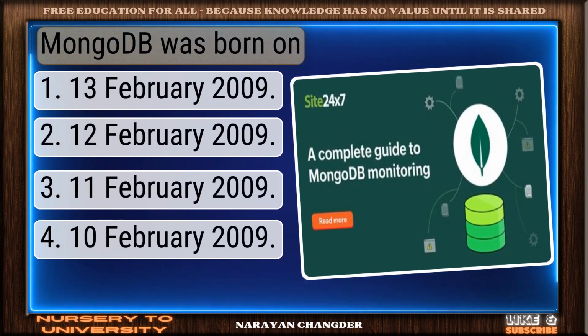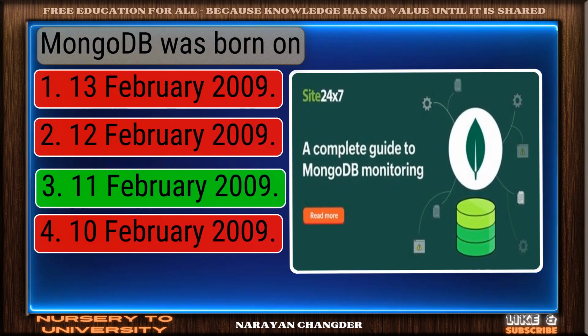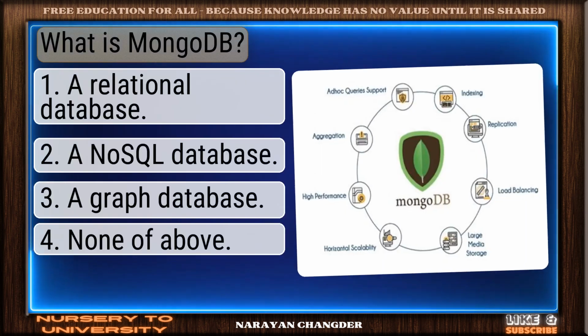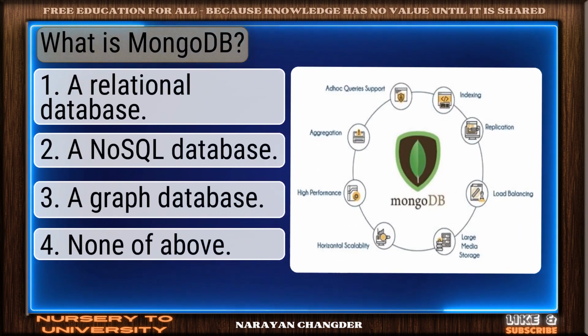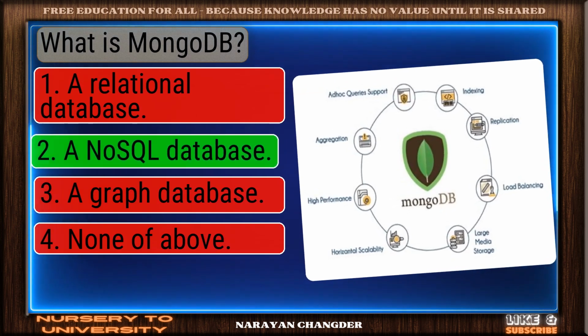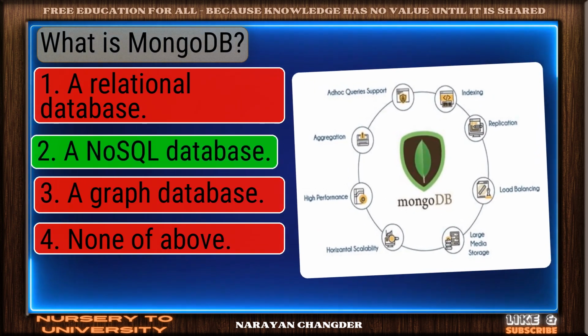Question number 79. MongoDB was born on. Valid point. 11 February 2009 is true. Question number 80. What is MongoDB? Great thinking. A NoSQL database is the right choice.